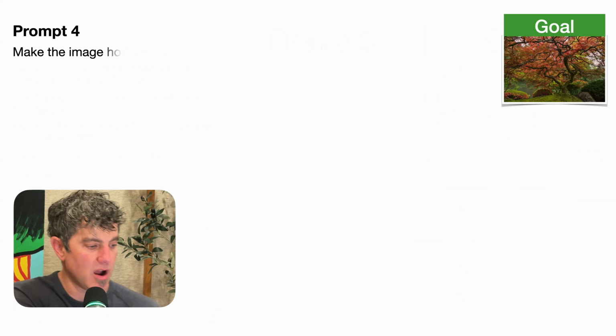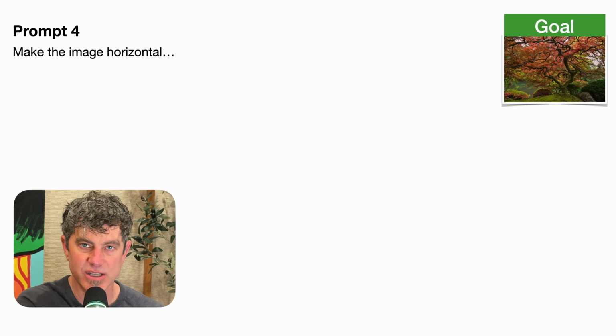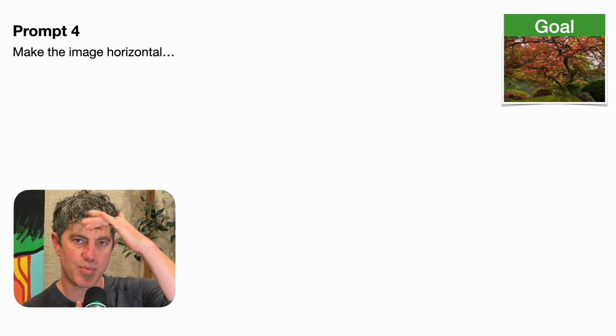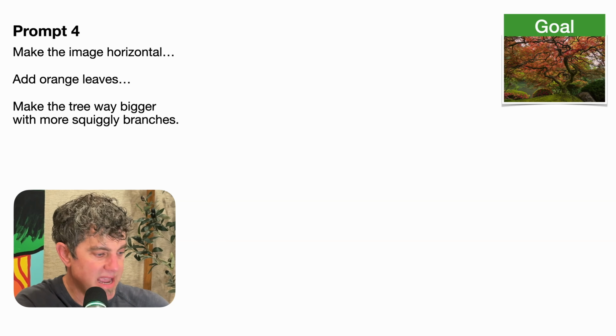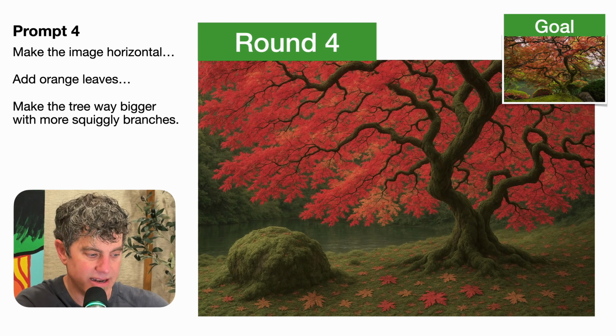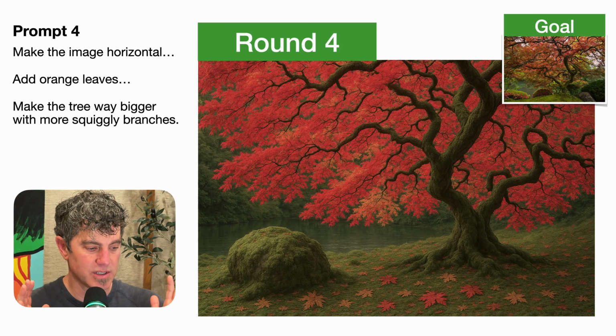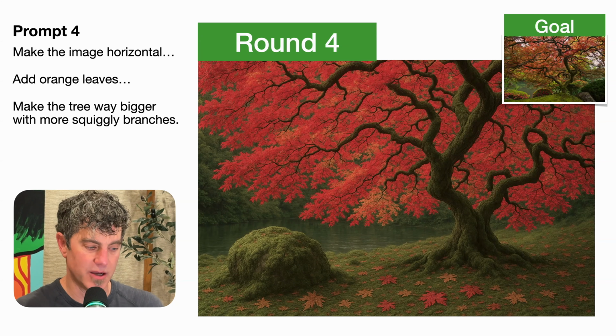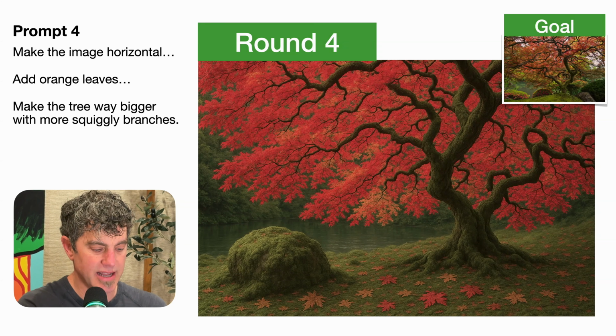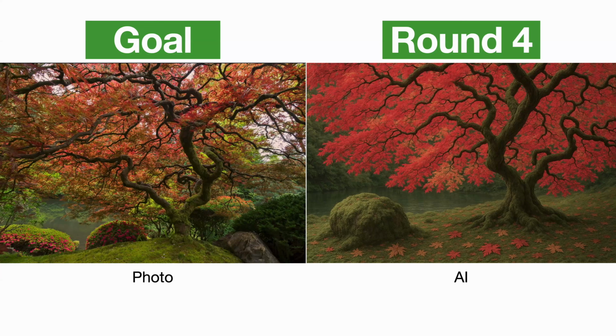So then for the fourth prompt, they said, make the image horizontal, because they noticed that it was like portrait mode, tall and skinny. Add orange leaves. Make the tree way bigger with more squiggly branches. And then here's what it did. So by making it horizontal, it made it longer, and more squiggly branches made it look, I mean, this is really incredible. This is very close to the original image. And actually, you can take a look right here. And there was the original photo, and there is the AI image.